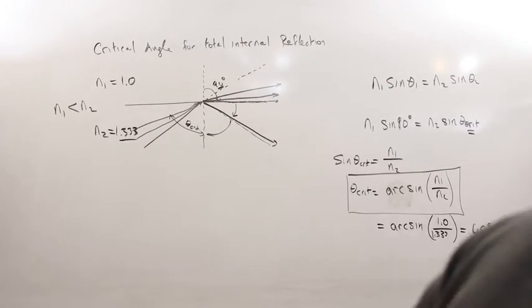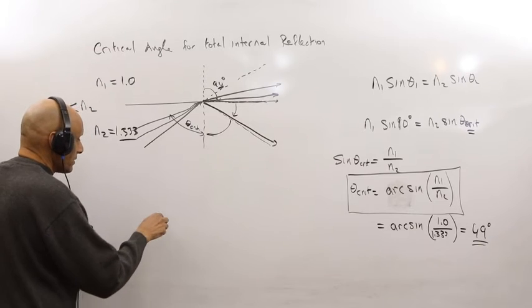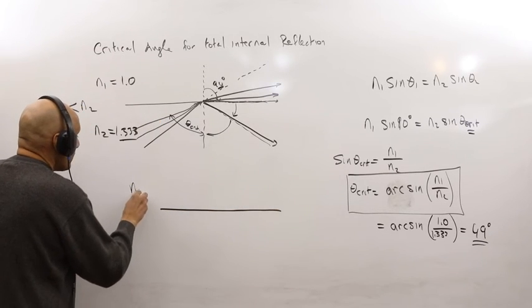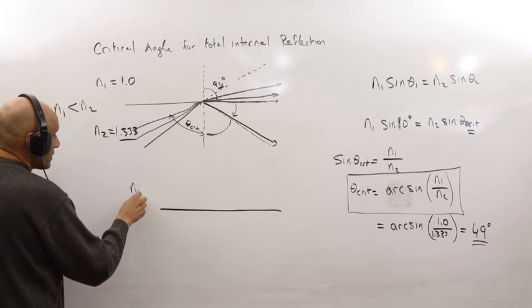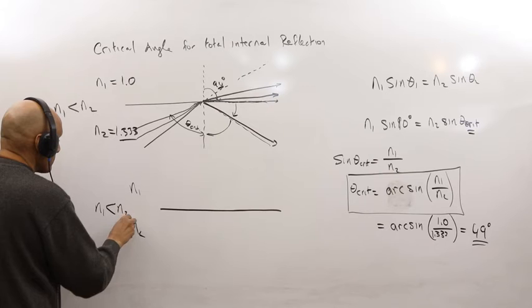And let me erase a couple of things. Actually, you know what? I don't think I have to. Let's just do a little diagram because it takes too long. So here, imagine that N1 again has a lower index of refraction than N2. So we're saying N1 has a lower index than N2.